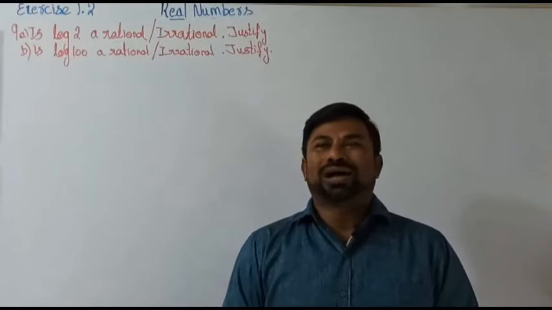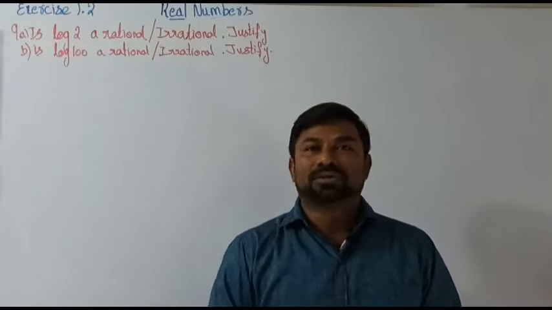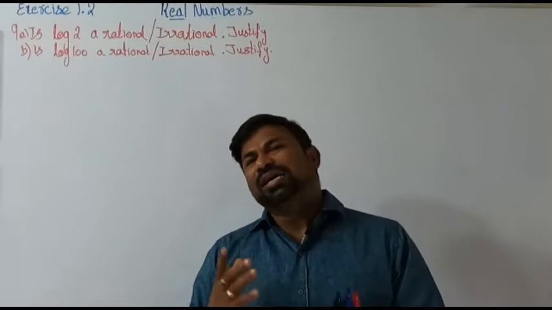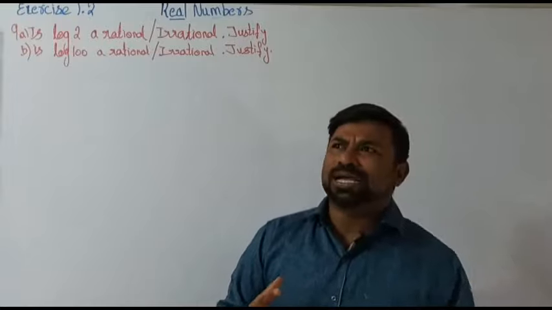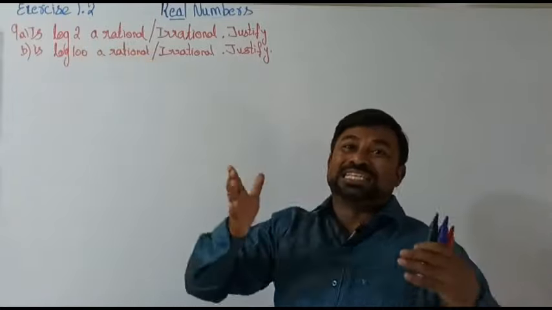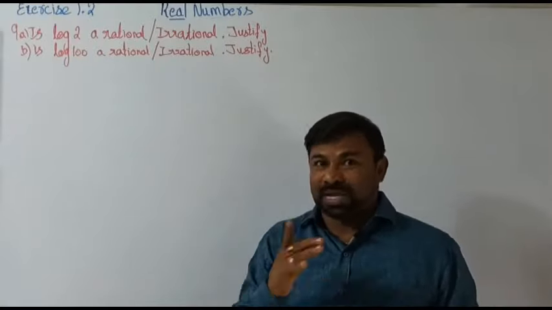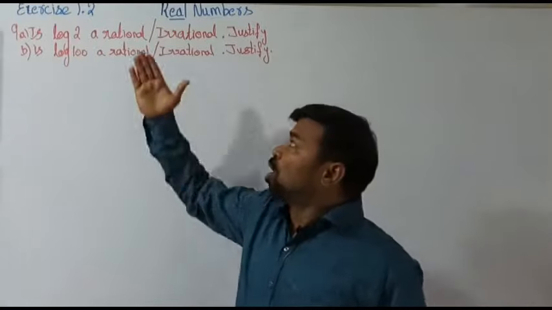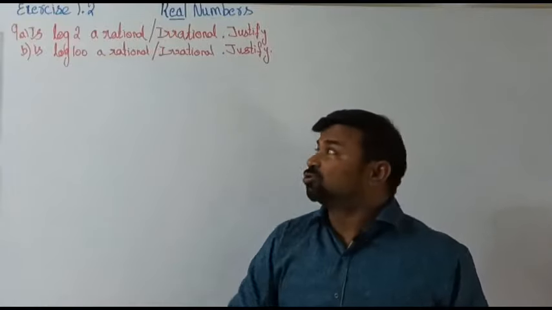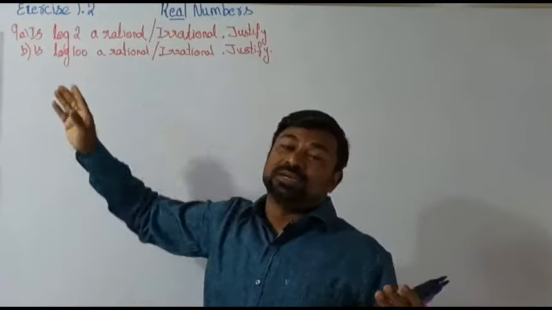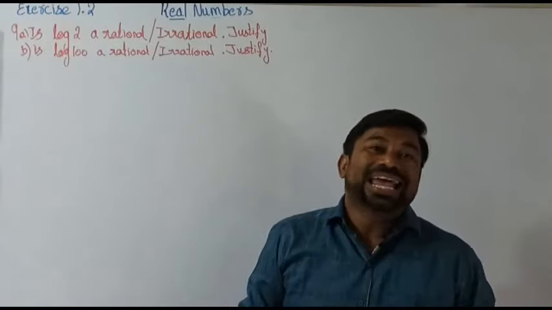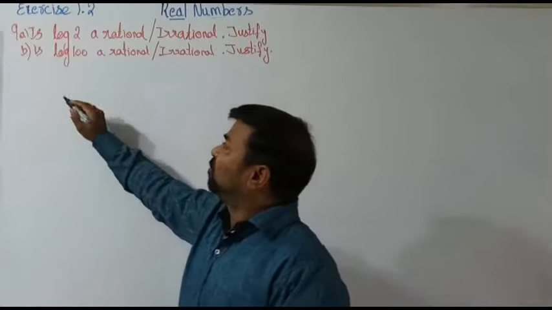So in this video, I have taken a sum from real numbers, from the logarithm topic. Here, we are going to explain and prove how we can say whether log 2 is a rational or irrational number. I repeat, we are proving whether log 2 is a rational number or an irrational number, with explanation. And the second one, log 10: is it rational or irrational, and we have to give an explanation for that. So let's go for the first one.